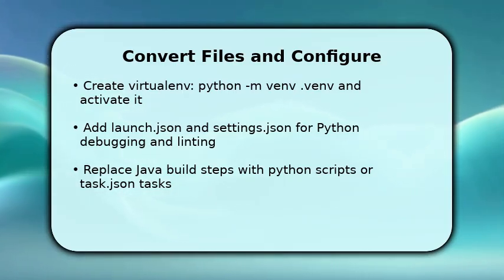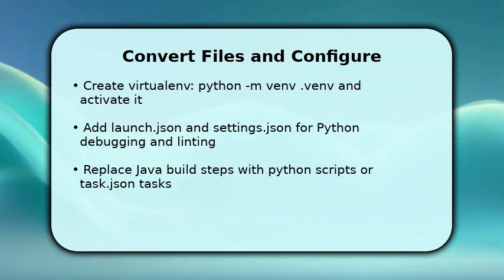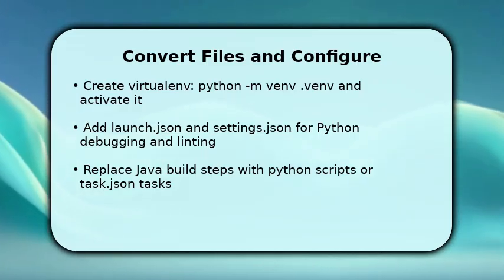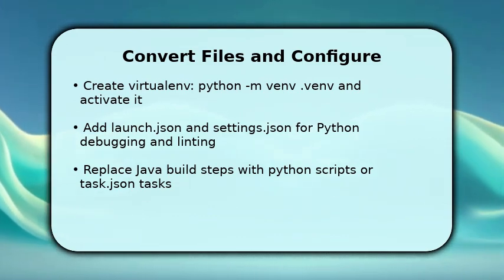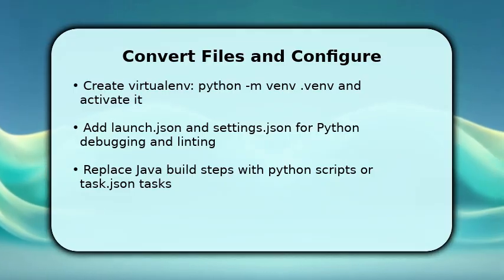Add or update launch.json and workspace settings.json to set the Python debugger, linting, and formatters. Replace Java build tasks with Python scripts or tasks.json entries for test, run, and package steps to keep workflows consistent.